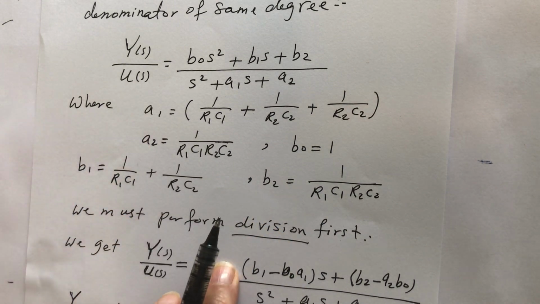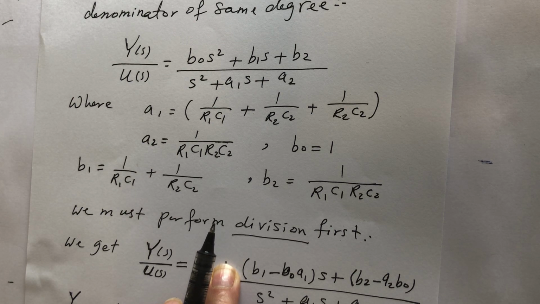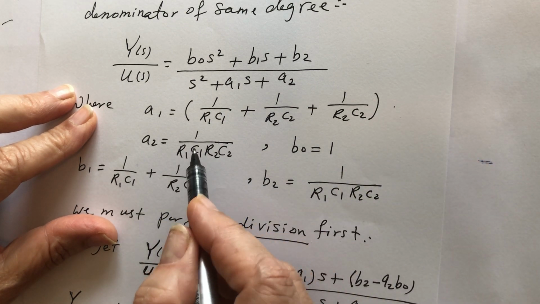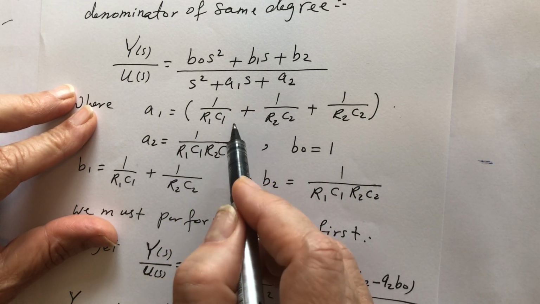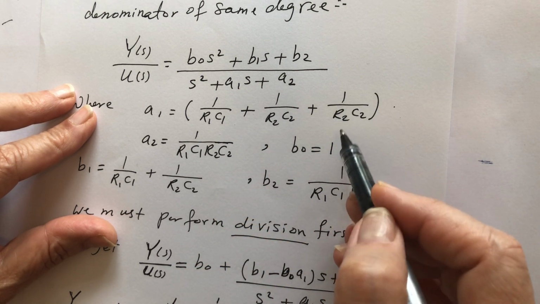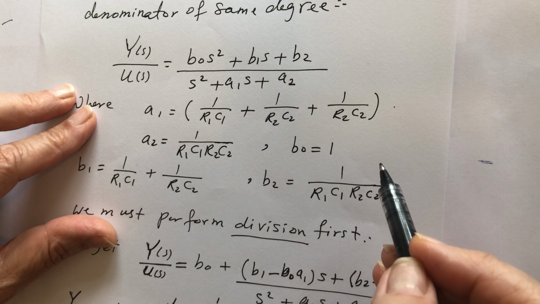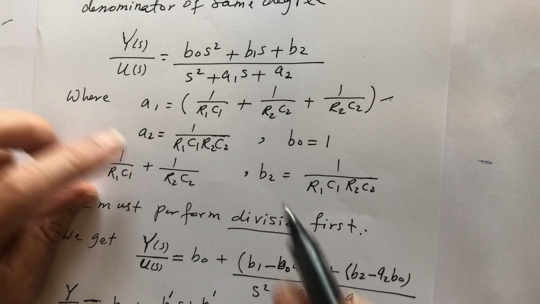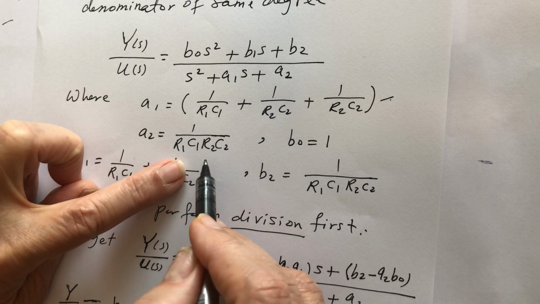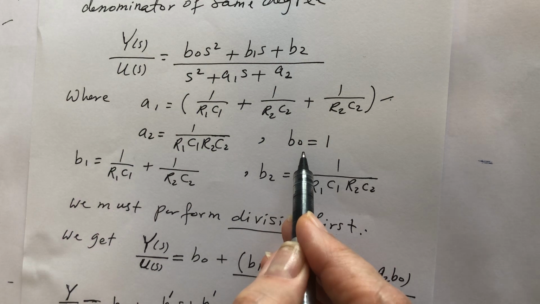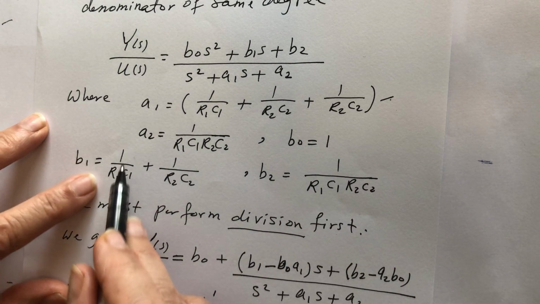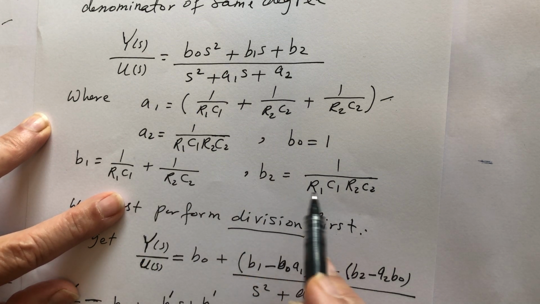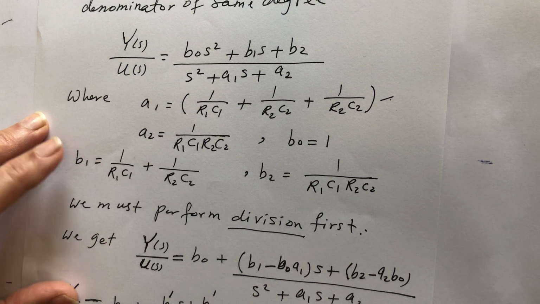So we divide over the coefficient of the S square in the previous equation, and we get this for A1, that's A1, that's A2. A1 equals 1 over R1 C1 plus 1 over R2 C2 plus 1 over R2 C2. Let me check that one. And A2 equals 1 over R1 C1 R2 C2, and B0 equals 1. B1 equals 1 over R1 C1 plus 1 over R2 C2, and B2 equals 1 over R1 C1 R2 C2.